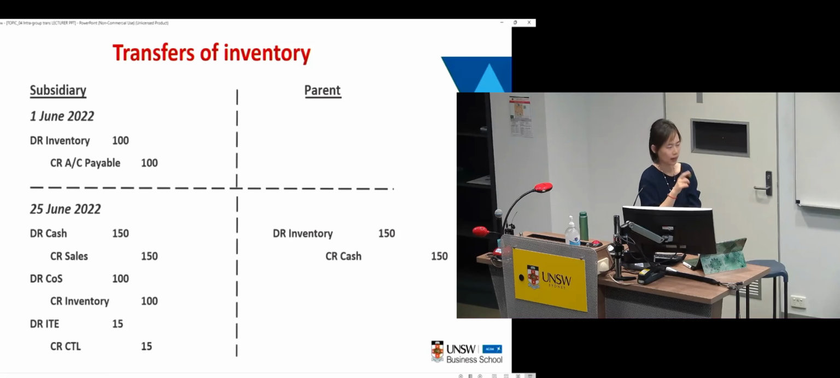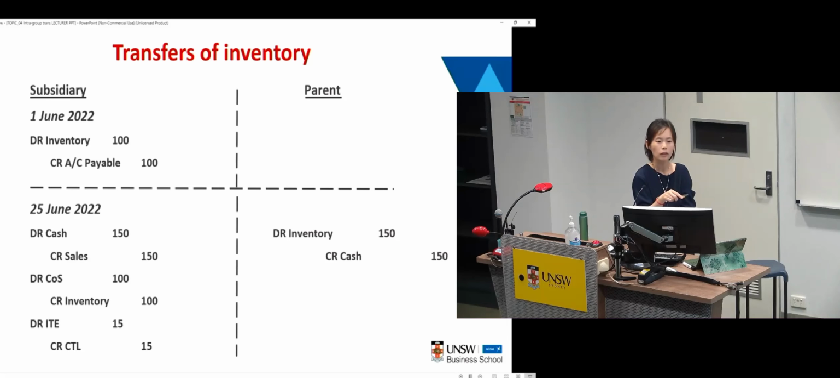Now what needs to be eliminated here? Now highlight this line, sales, credit sales, because that is the intragroup sales revenue, okay? You also need to eliminate cost of goods sold because it's an intragroup expense, right? The recognition of this expense is from the intragroup transaction. Okay. What else? Inventory, right? The inventory carrying amount is overstated compared to the group. We need to adjust its carrying amount from 150 down to 100.